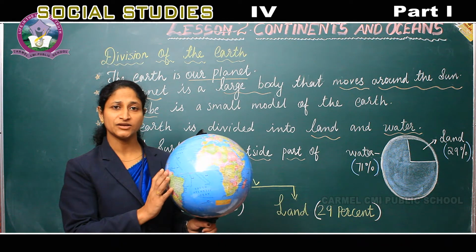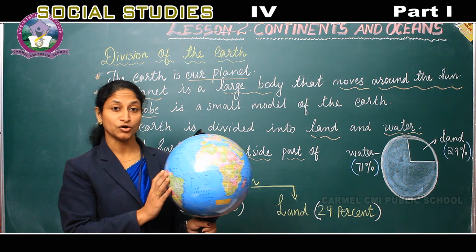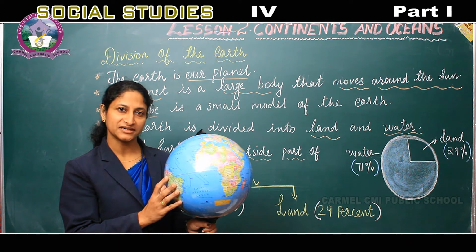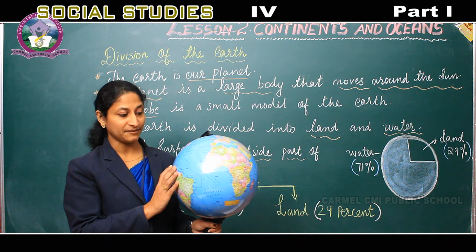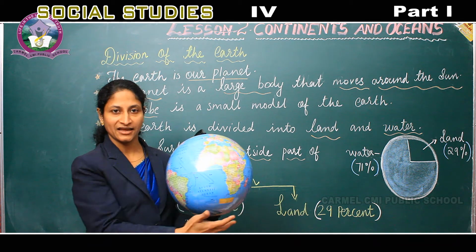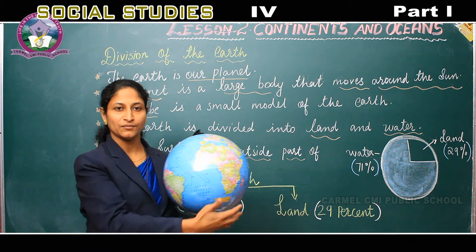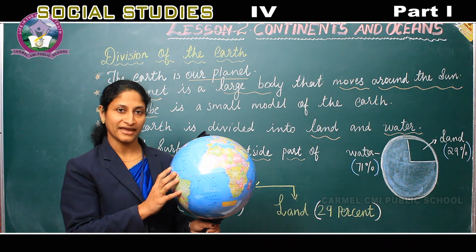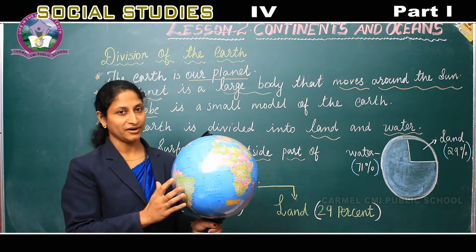Children, what is the use of a globe? The globe helps us to know the shape of the Earth. What is the shape of the Earth? The shape of the Earth is spherical. That means round like a ball. And also it helps us to locate continents, oceans and countries on a globe.